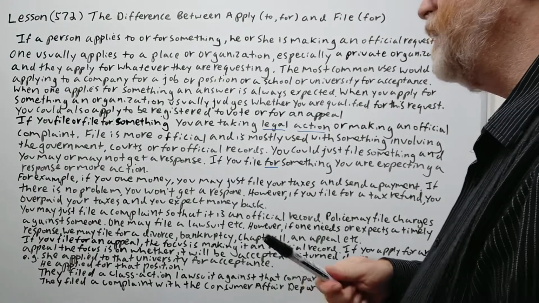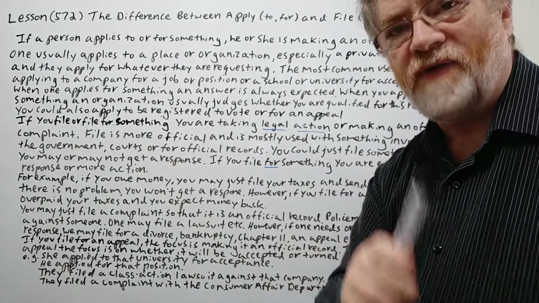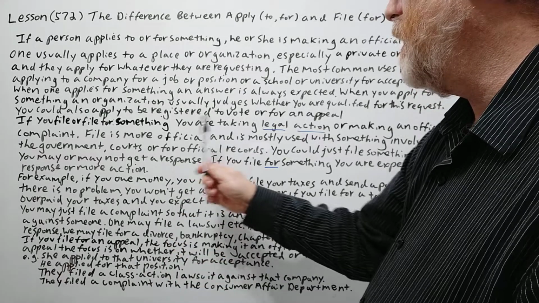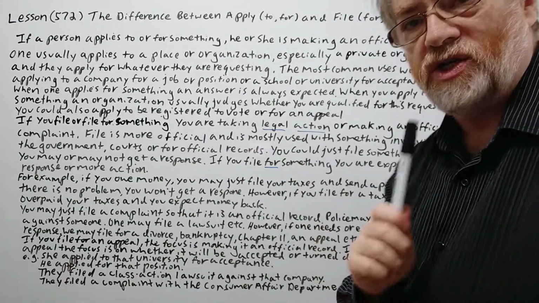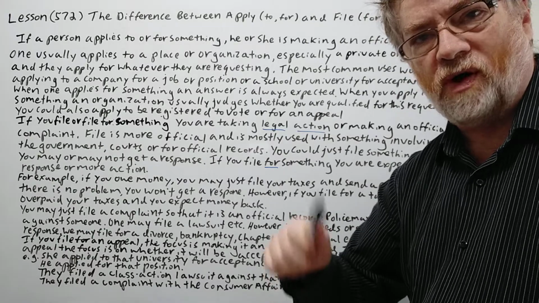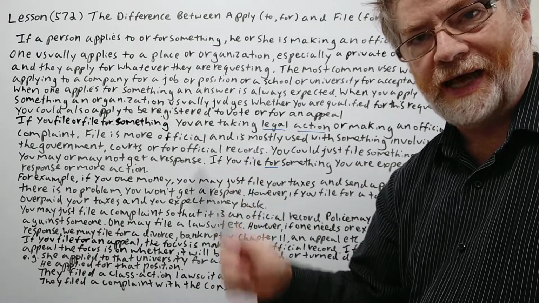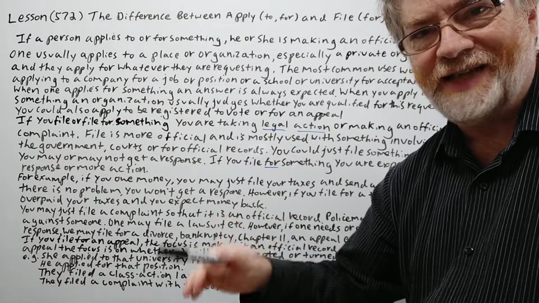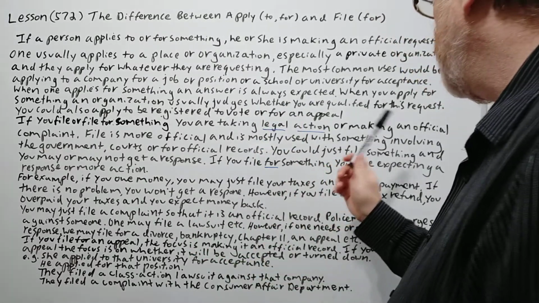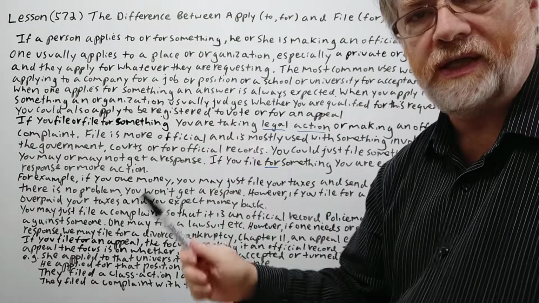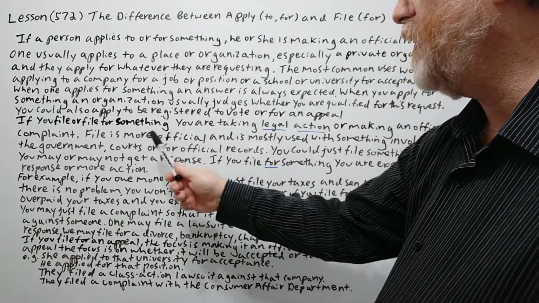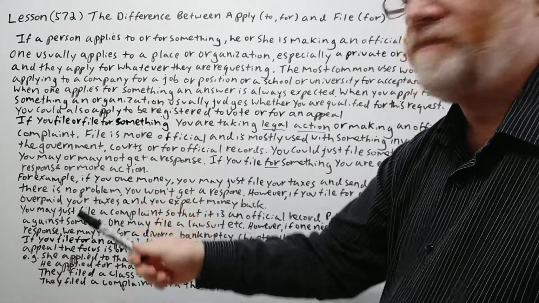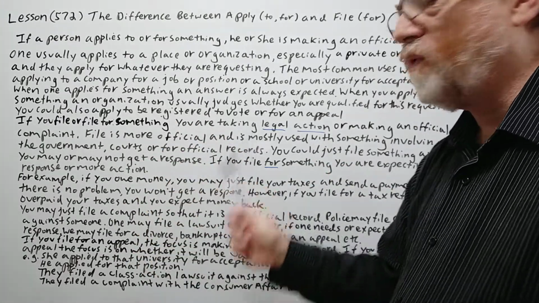Let's continue. If you file or file for, so you could just have file by itself, or you could file for something, you are taking legal action. That's another thing. File often has something to do with legal action, whereas when you apply for the job or you apply for a school, that's not technically legal action. Or making an official complaint. So file is more official and is mostly used for something involving the government, courts, or for official records.